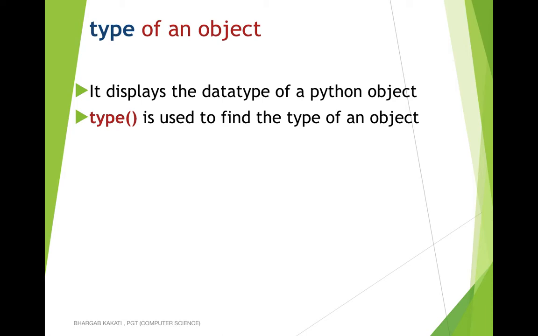Now how to display the data type of a particular Python object? That can be displayed by using a function. That function is known as the type function. So the type function is used to find the type of an object in Python.